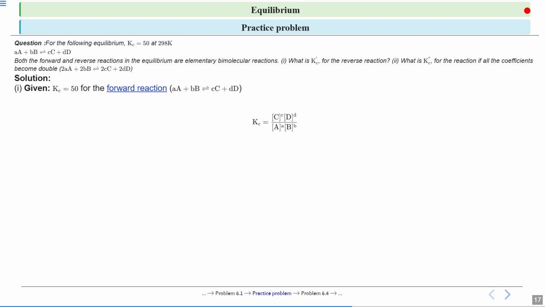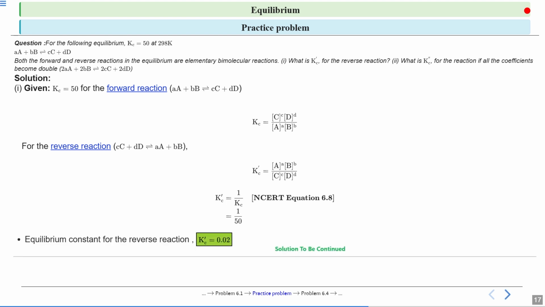Now for the first situation, if you calculate the K'c, that is for the reverse reaction, what we have to do is reverse the reaction. Upon reversing the reaction, we know it very well, the equilibrium constant takes a reciprocal value. So we can write K'c equals 1 by Kc, or equals 1 by 50. Now this value will be calculated as 0.02. So this is your K'c value.